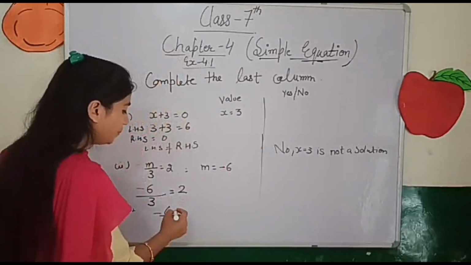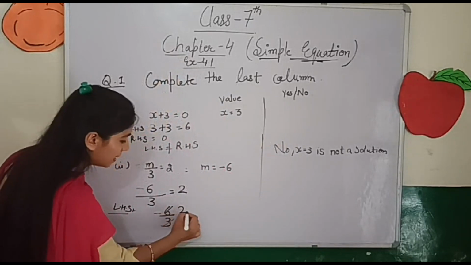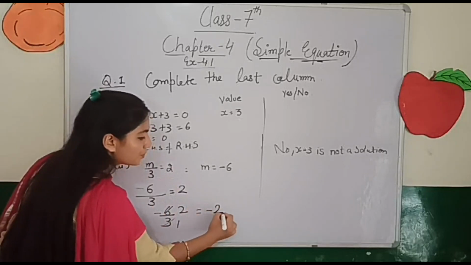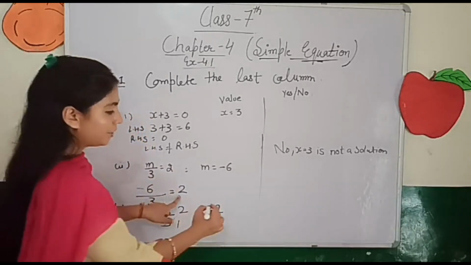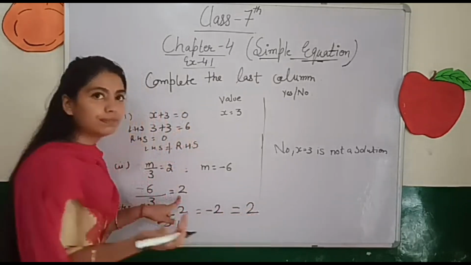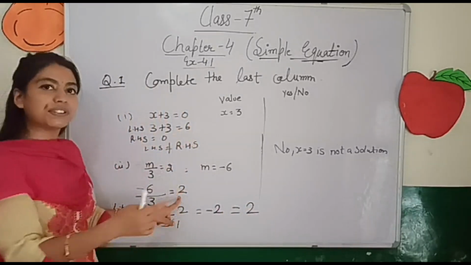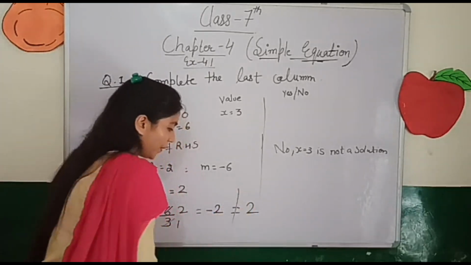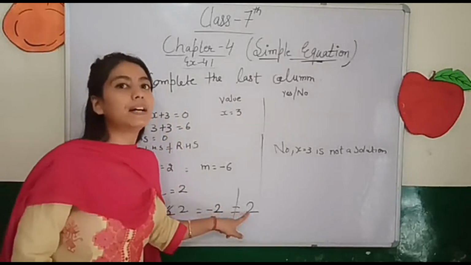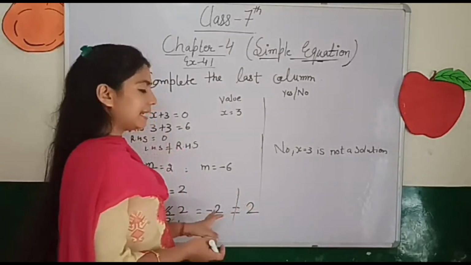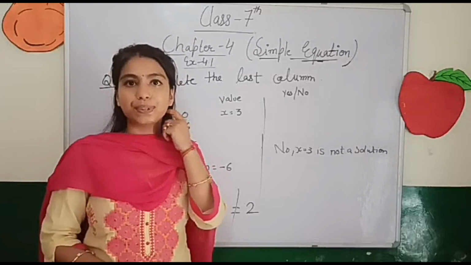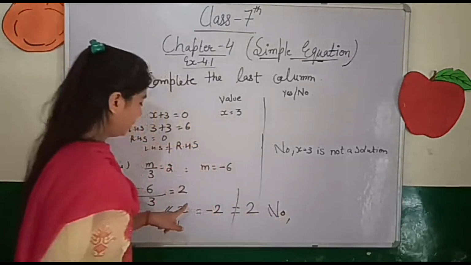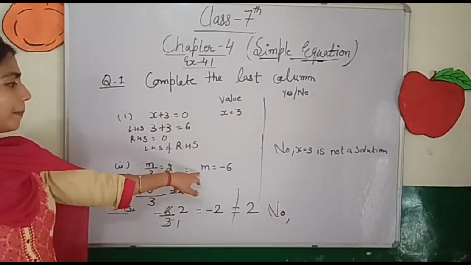So I am going to do it: 3 ones are 3, 3 twos are 6. The minus sign is already over here, don't forget. So you have minus 2 on the left hand side, and on the right hand side you have 2. No need to do the solution because it is already a constant term. So is left hand side equal to right hand side? No, because it is minus 2 and it is plus 2. There is a lot of difference between minus 2 and plus 2, as you know, students. So it is also no. You will write that it is also not a solution for n is equal to minus 6.